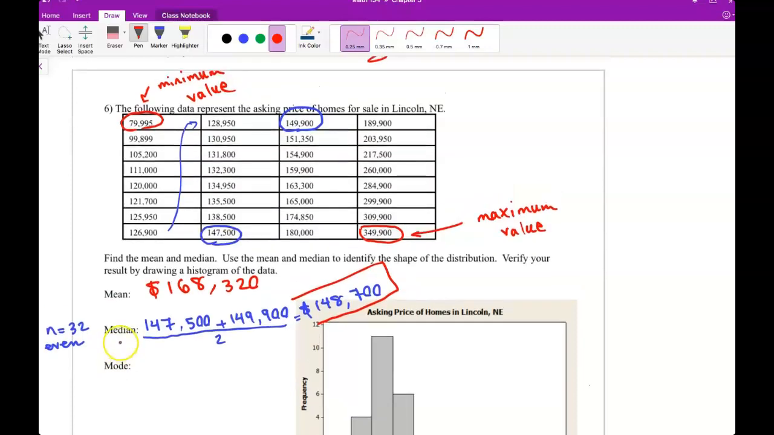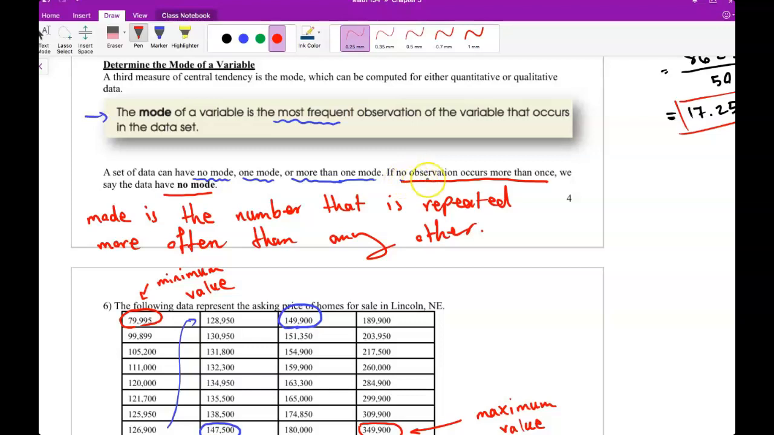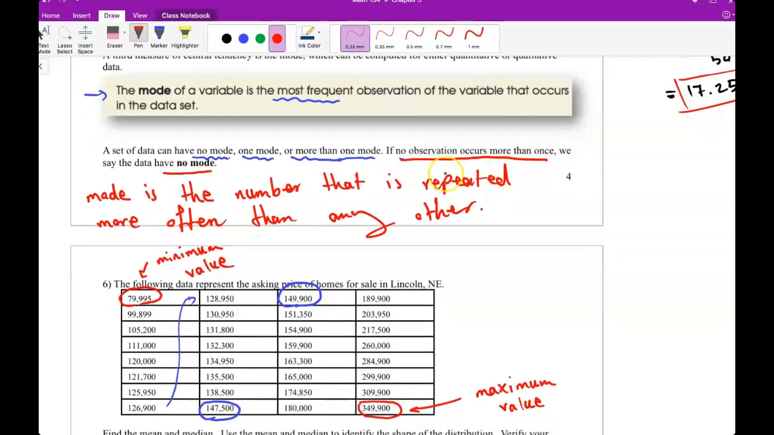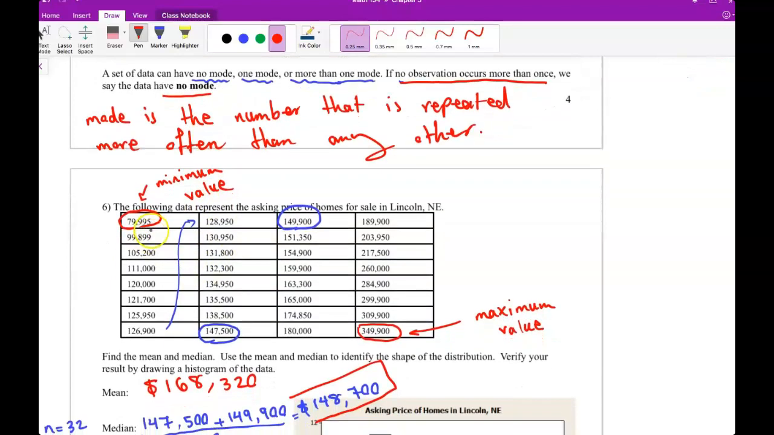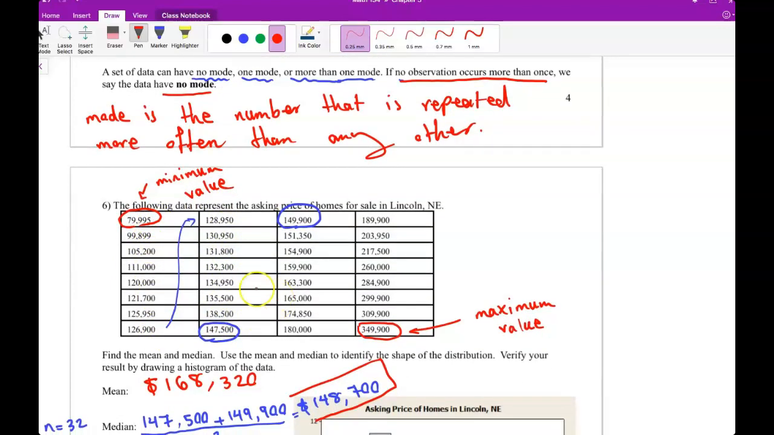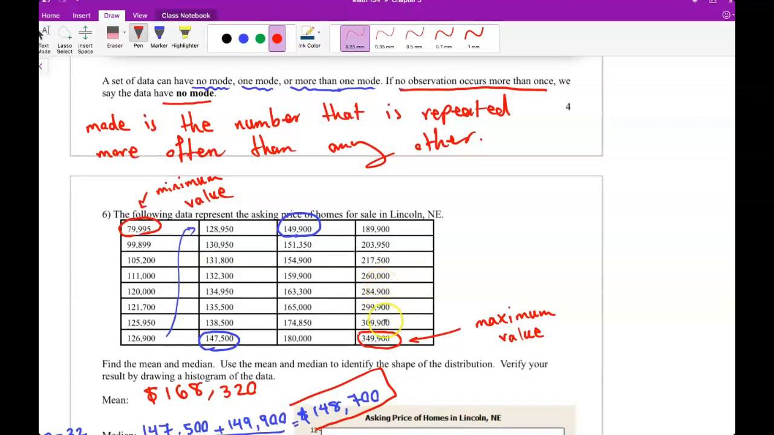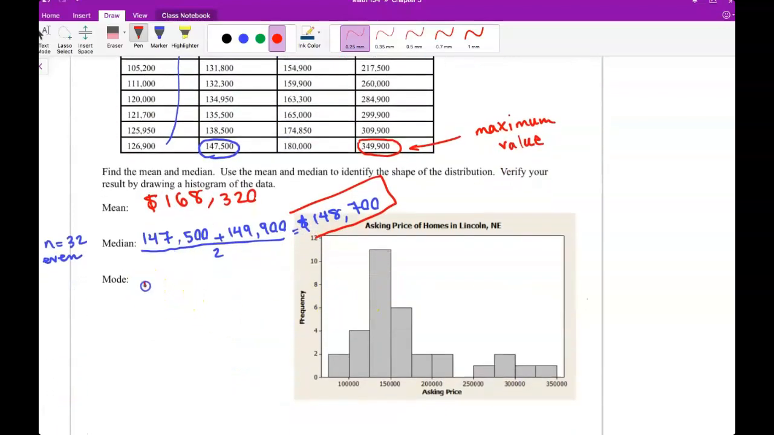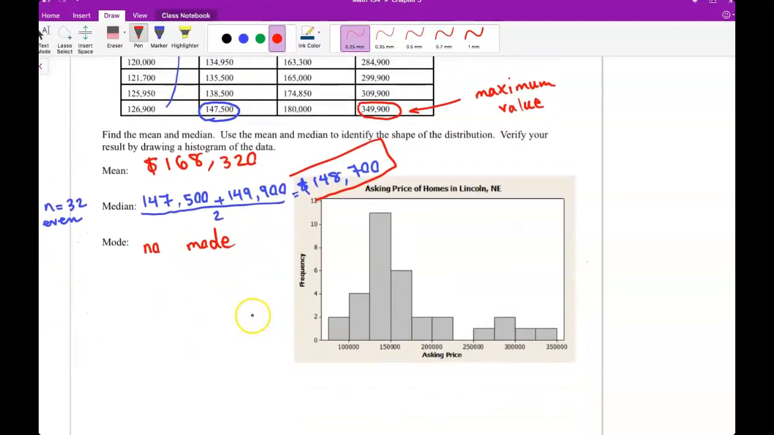And next one is mode. The point was that if no observation occurs more than once, we say there is no mode. Each one of these numbers, we only have 1 for each one. There are no repeating numbers here in this table. That means there is no mode. And what else?